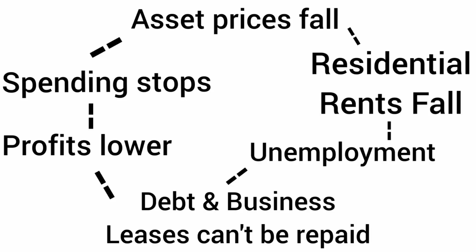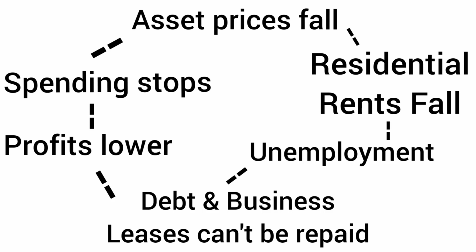Next, I'm going to show a diagram of the real estate doom loop scenario and show real estate and business are largely intertwined. Asset prices fall, spending stops. Again, the declining wealth effect from declining asset prices affects spending power in the real economy, especially on the consumer side. Done many videos on this. And then pulling from the business side, profits lower, debt and business leases can't be repaid. And then of course, expecting a slower economy, much less consumer spending going forward. Companies then have to fire workers, unemployment.